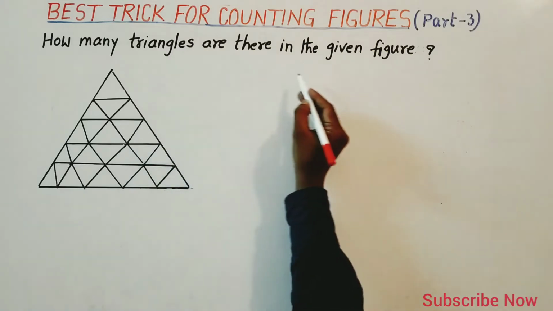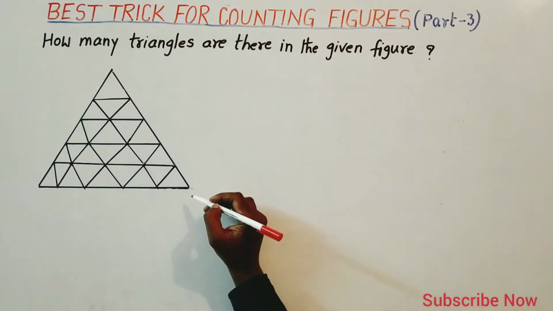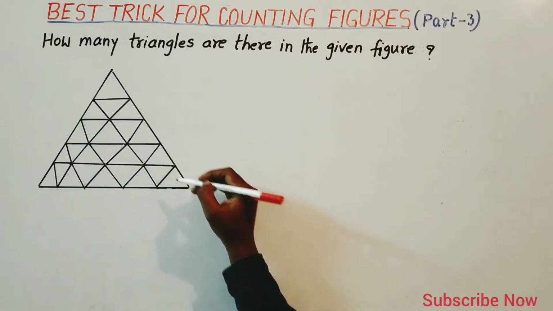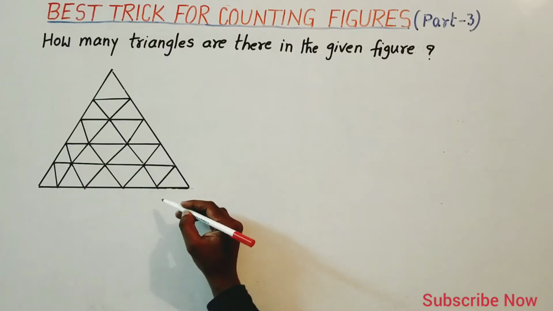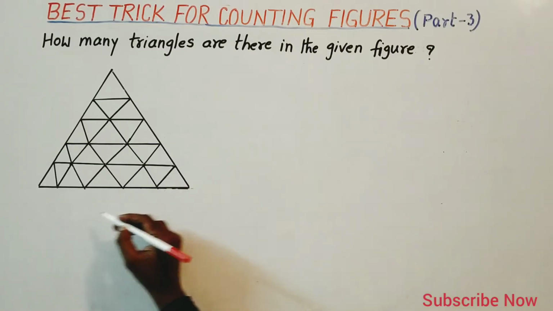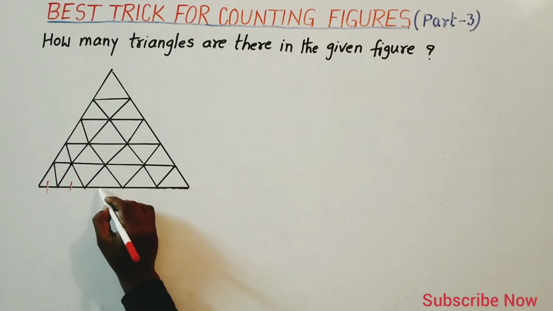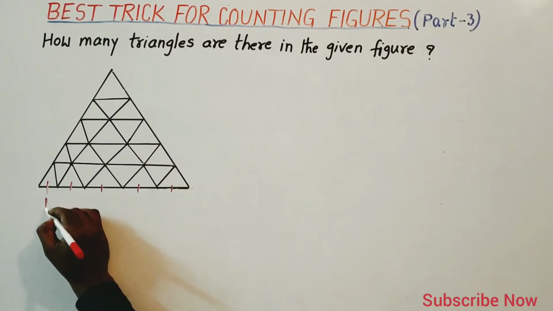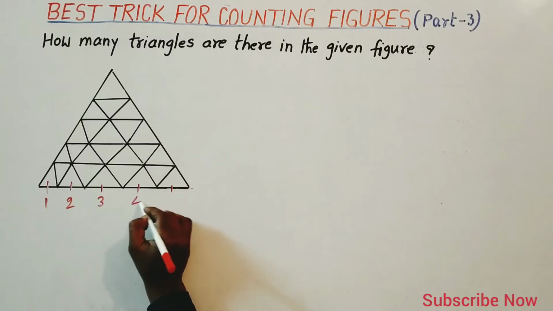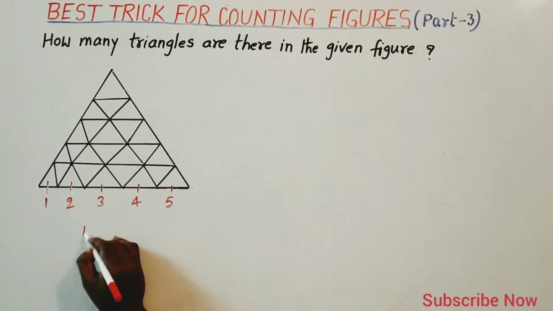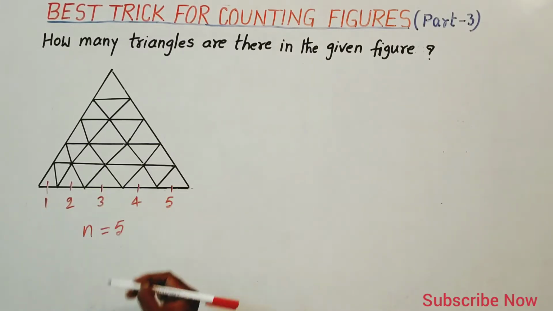How many triangles are there in the given figure? So friends, to count the number of triangles here, you just follow the trick from the previous problem. So first find the number of parts here. 1, 2, 3, 4, 5. Therefore, n is equal to 5.